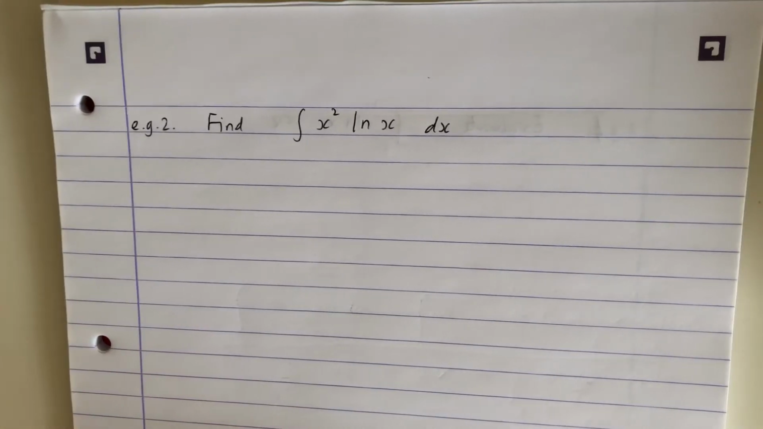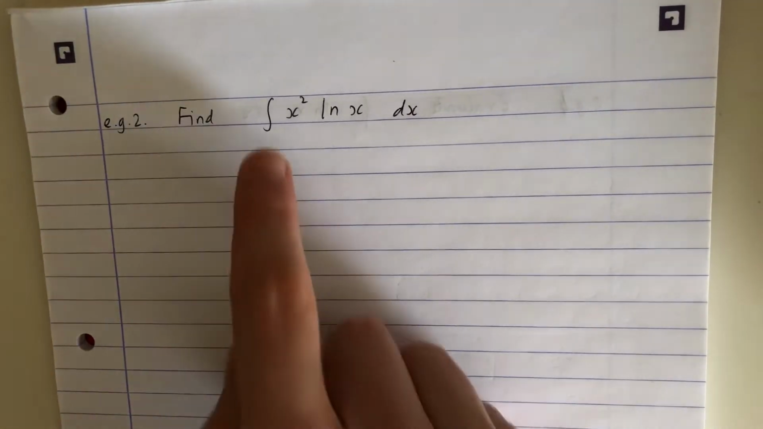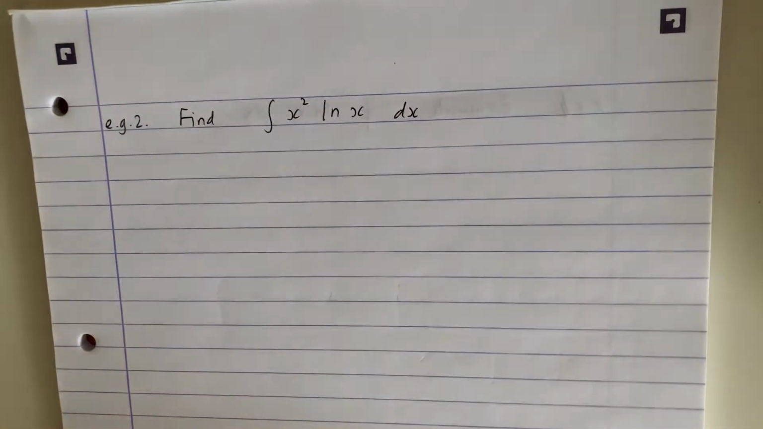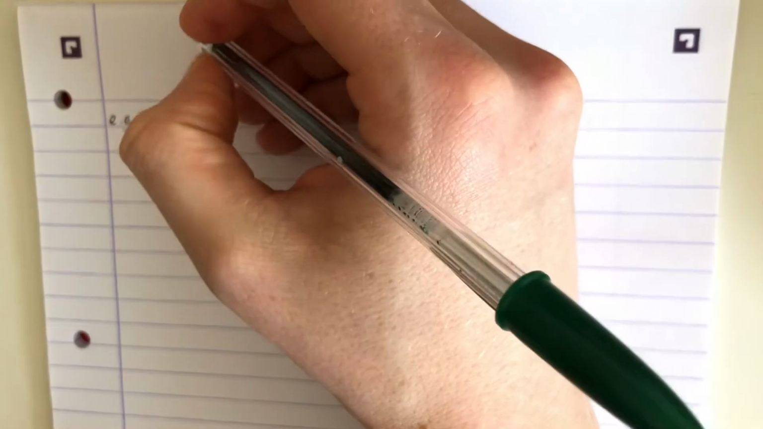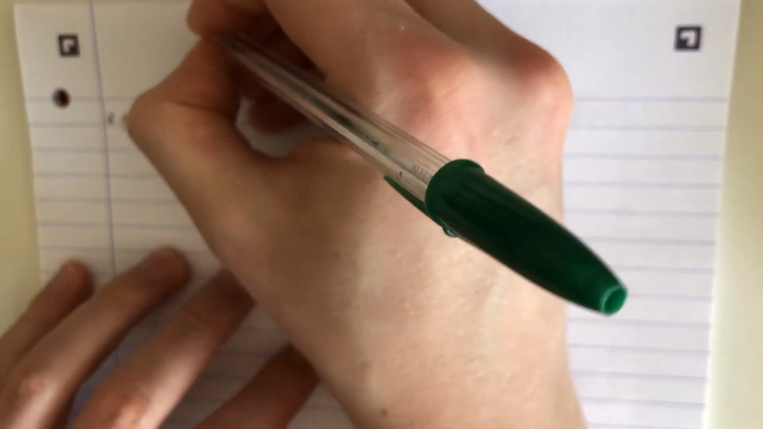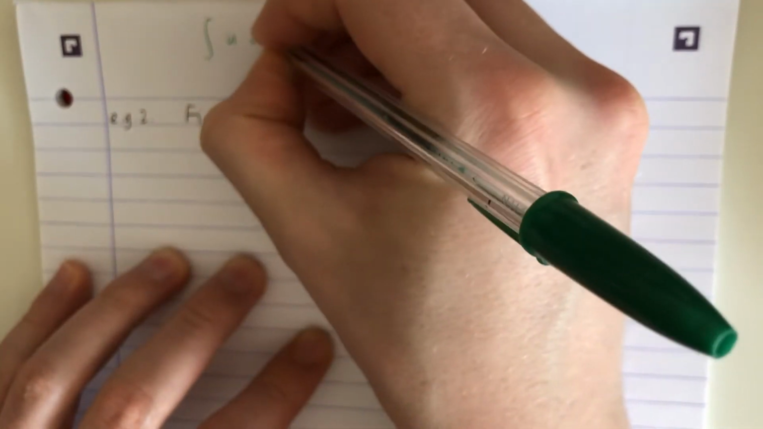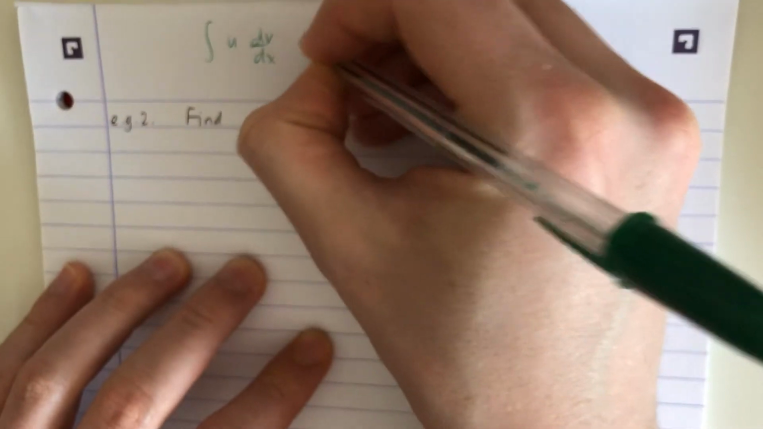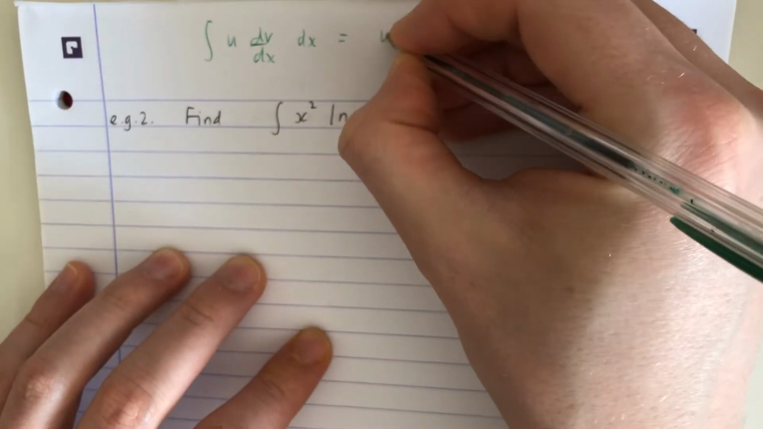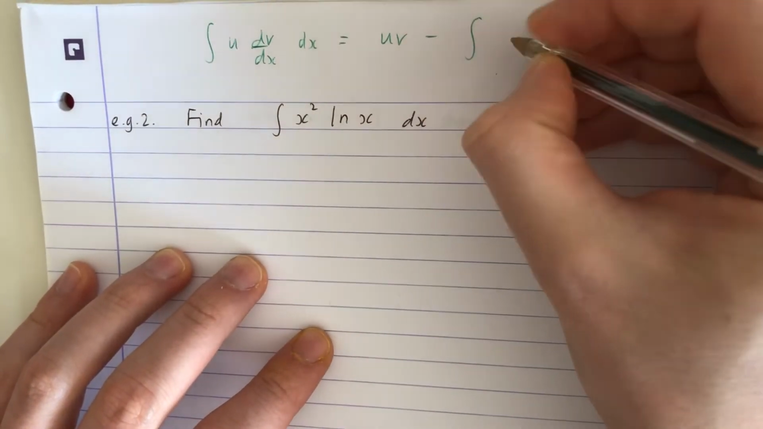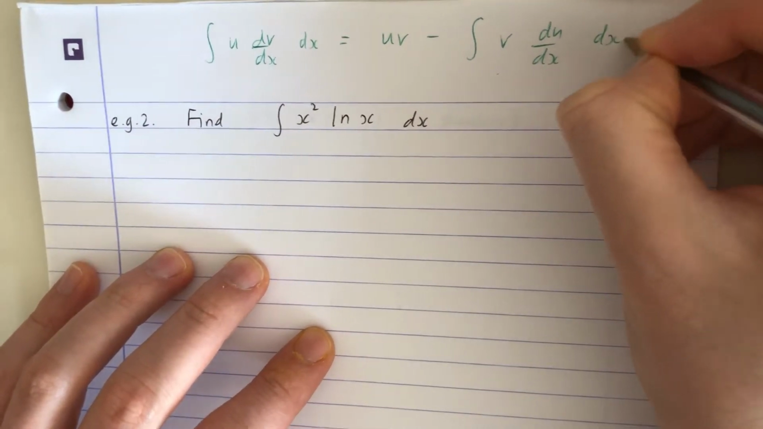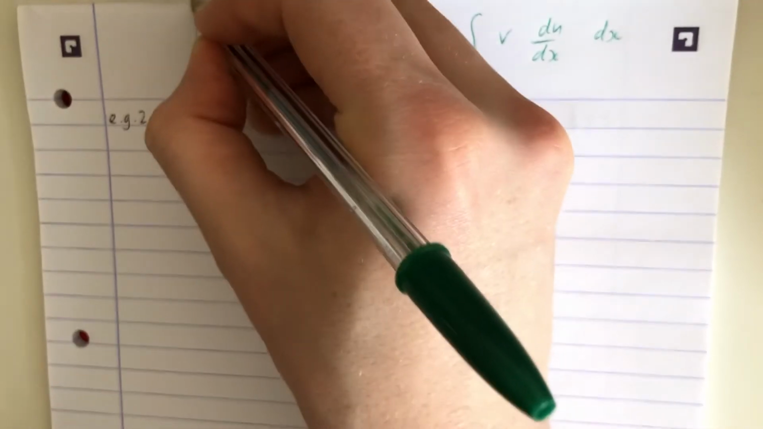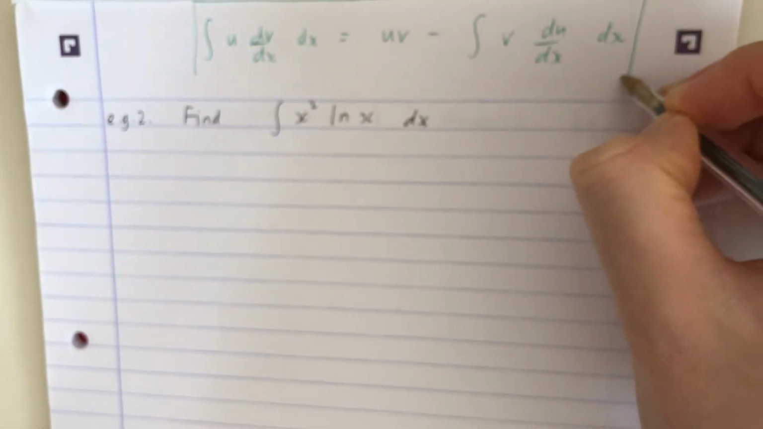Okay, so we've got x squared ln x with respect to x. And a reminder that integration by parts is: integrate u dv by dx with respect to x goes to uv, subtract the integral of v du by dx with respect to x. And good news is this is given in the formula booklet, by the way.